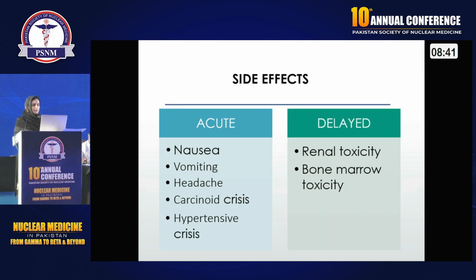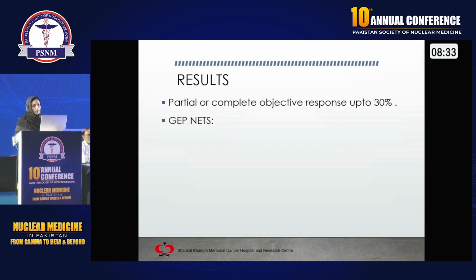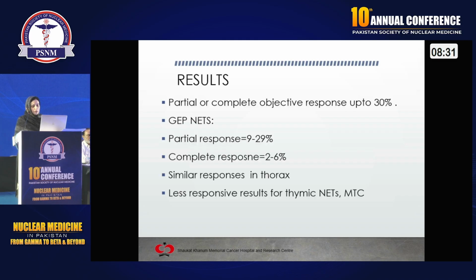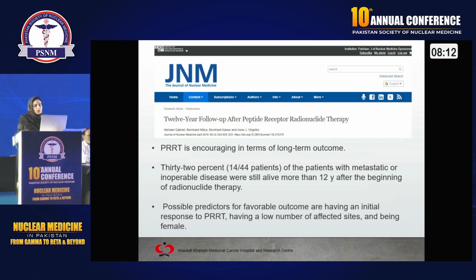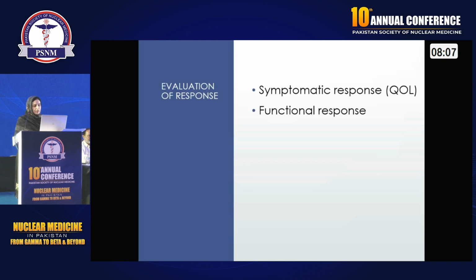Side effects most commonly seen while the patient has treatment are nausea and delayed effects. More commonly seen is bone marrow suppression, which is luckily temporary. So we want patients to understand that only 2 to 6% will have a complete response, and there is a partial response in 9 to 29%, and we are very happy if we manage to stabilize the disease. There is lots of data now showing good results over a long period of time.